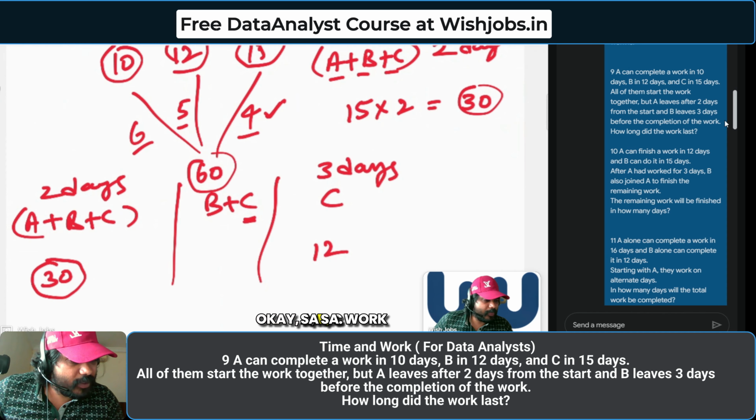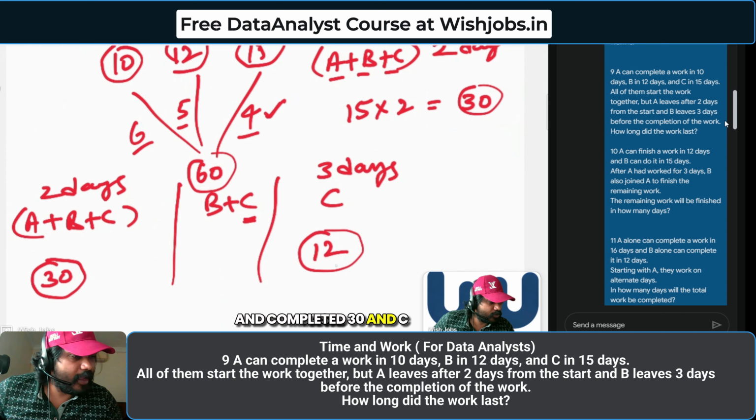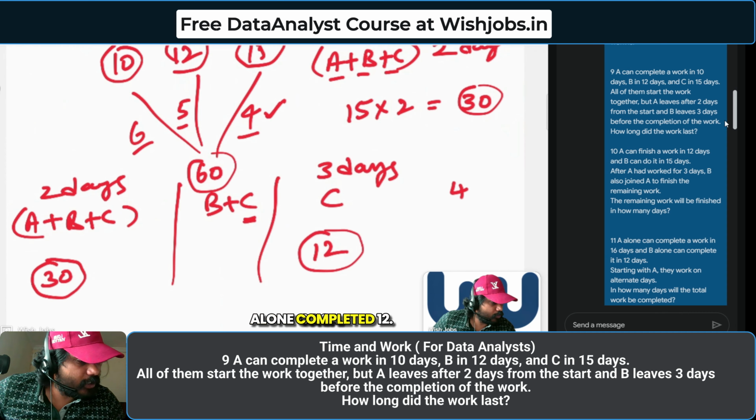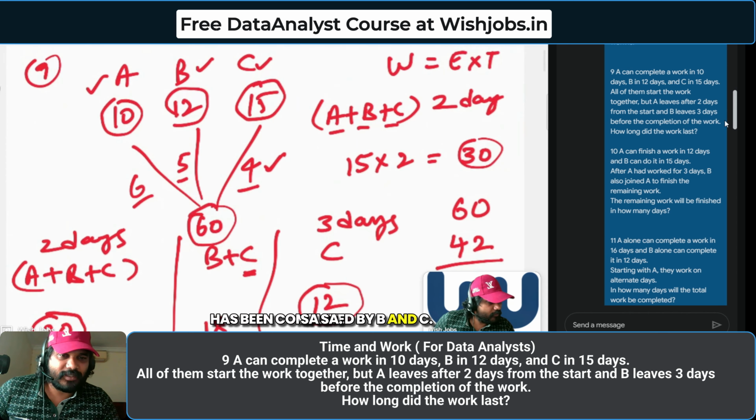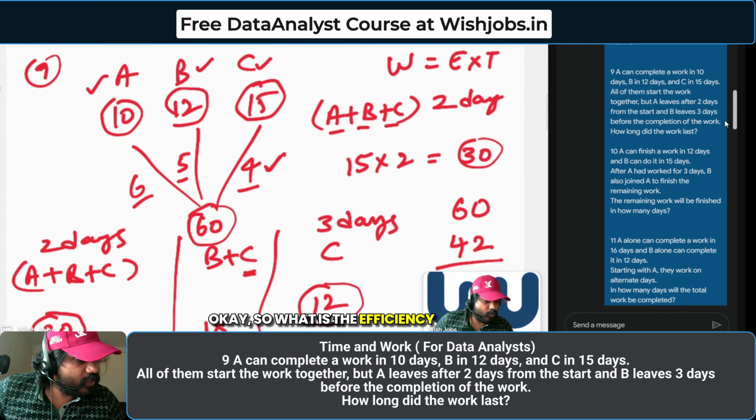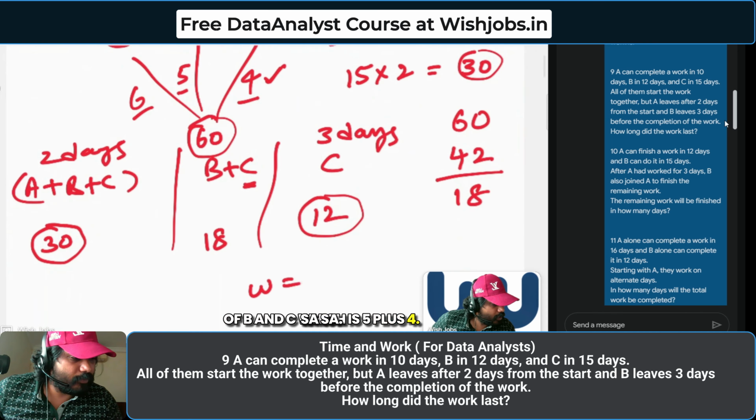A plus B plus C worked and completed 30 and C alone completed 12. 30 plus 12 is 42. Total work is 60. So out of 60, 42 work has been done. So the remaining work is 18. That has been completed by B and C. So what is the efficiency of B and C? Which is 5 plus 4.